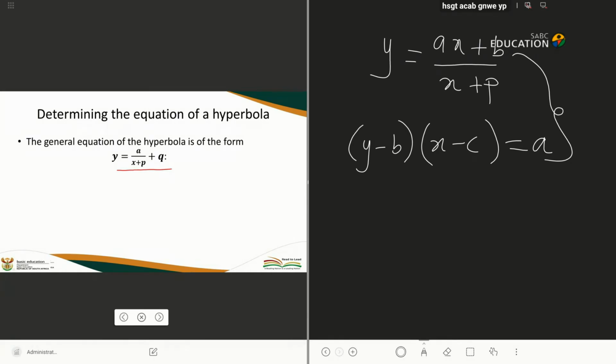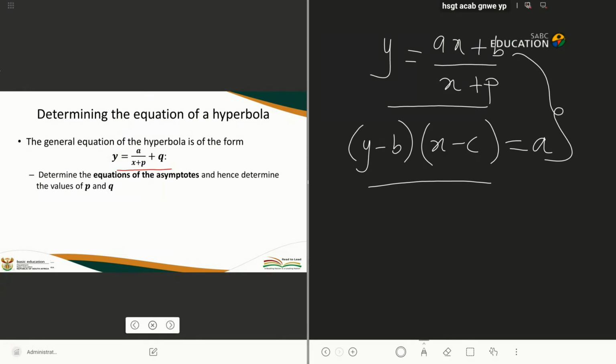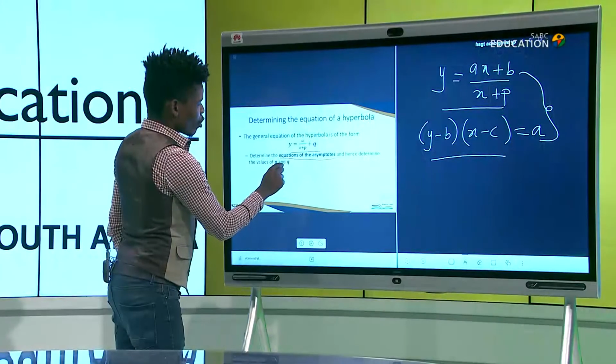But it's very important that you know that as much as there are other forms in which it can be given, which are these other two, this right here is the general equation of the hyperbola. So if you want to determine the equation of the hyperbola, the first thing that we are going to do is to determine the equations of the asymptotes. Once you are able to determine the equations of the asymptotes, it means that you would have determined the values of p and q.